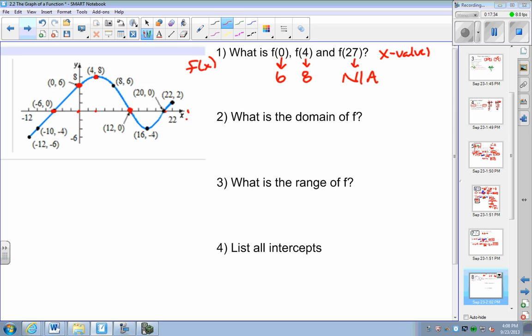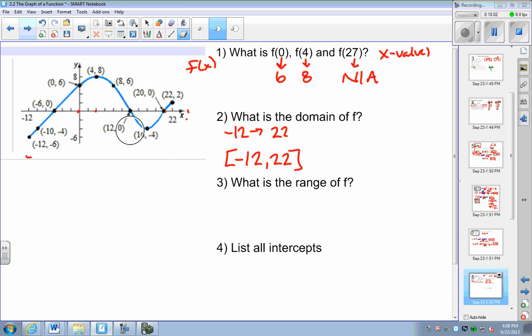Domain. Domain is our x values. Where can the graph start? Where does the graph finish? Well, it looks like we start at negative 12 and we go all the way up to 22. So if we put that in interval notation, we're going negative 12 up to 22. We're looking at x values.